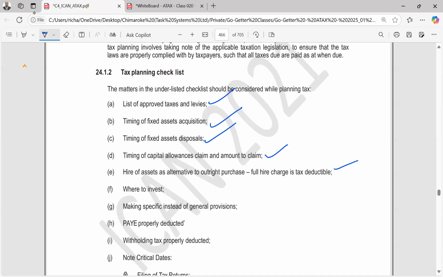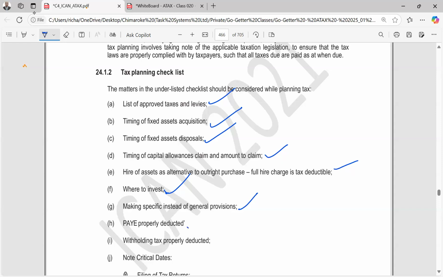Where to invest is also important. You may want to invest in a preferred sector where you get preference, pioneer status. You may want to go to a free trade zone and all that. You could also invest in government bonds. Another item is making specific instead of general provisions. Specific provisions are allowable expenses. When you make specific bad debts instead of general bad debts, it's an allowable expense.